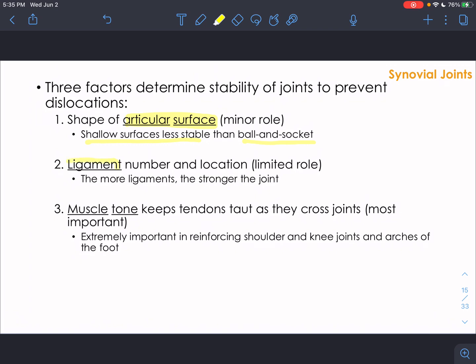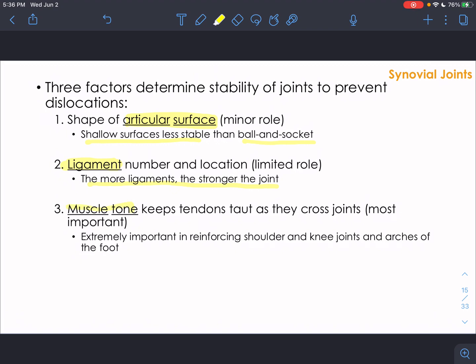Okay, we have ligament number and location. So like I said, there's going to be a number of reinforcing ligaments around a joint. Some are going to have more than others. The more ligaments, obviously, the stronger the joint's going to be. Okay, so those ligaments are going to be made of that dense connective tissue, which is really important because it's very strong and withstands a lot of tension. So the more ligaments we have, the better.